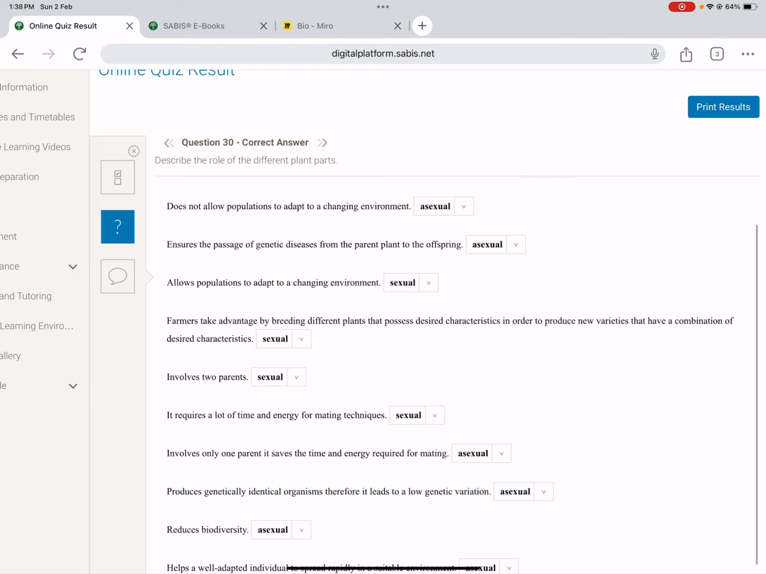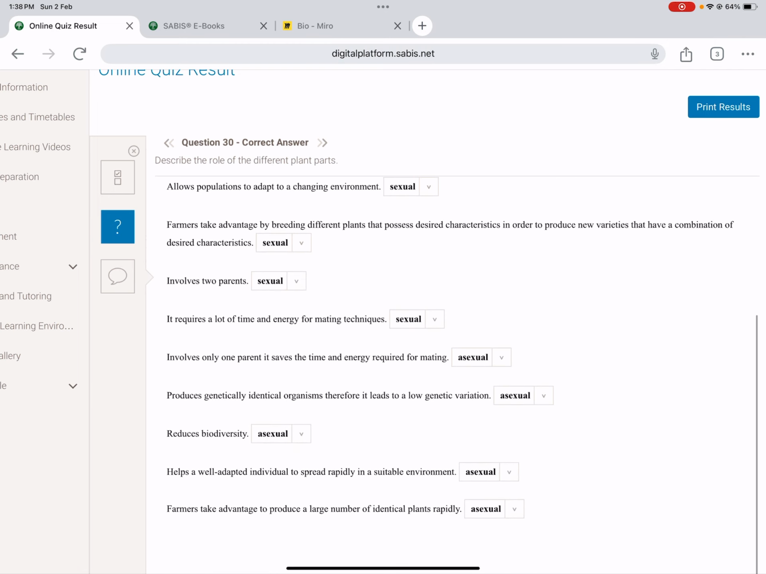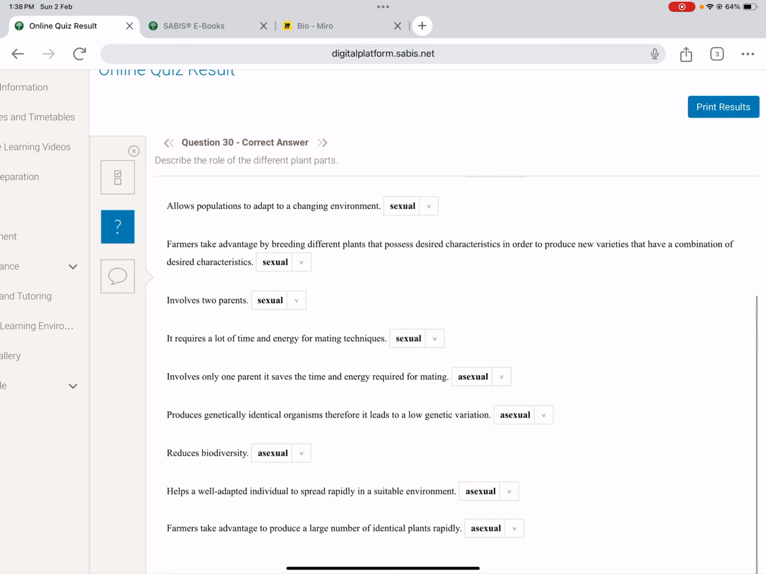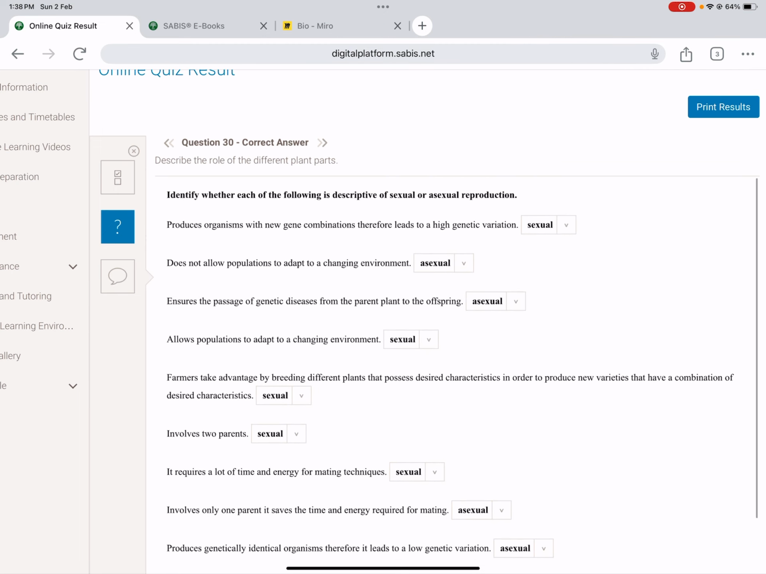Here we want to determine if it's sexual or asexual reproduction. We already talked about that, so I'm just going to skip over it.